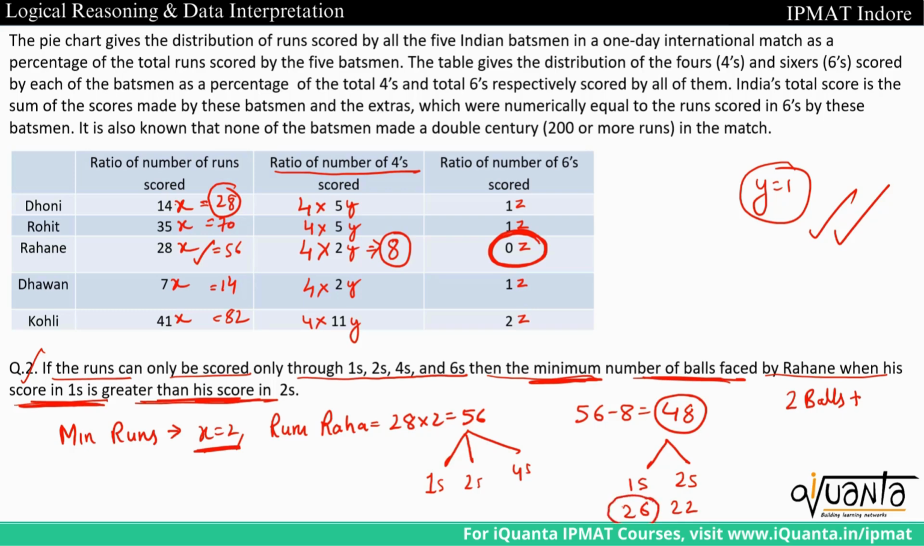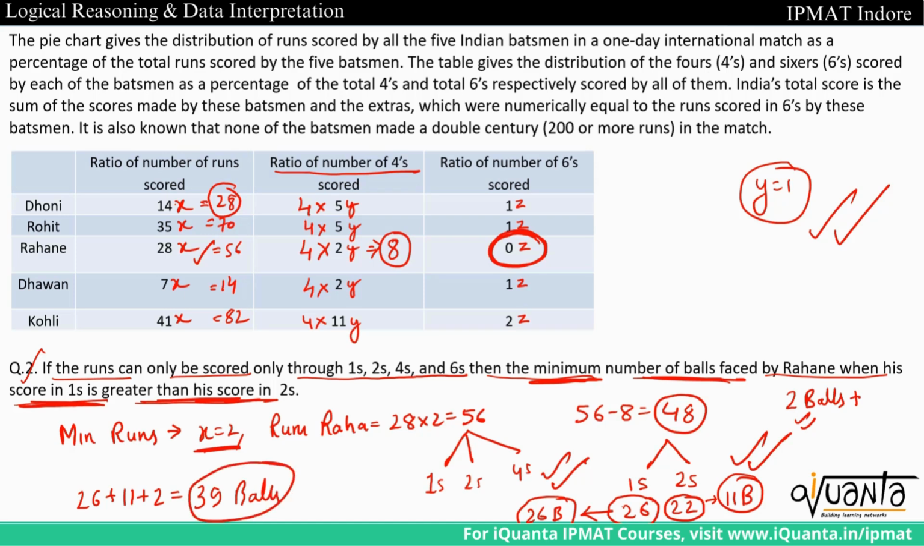So in how many balls will 26 runs be scored by using ones? We'll have 26 balls here. And how many balls do we need to make 22 runs by twos only? We need 11 balls. So we needed 11 balls here, 26 balls here, and 2 balls to hit fours. So in total we have 26 plus 11 plus 2 balls, which gives me 39 balls.